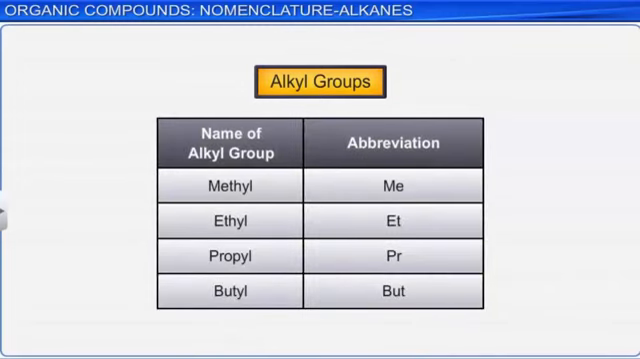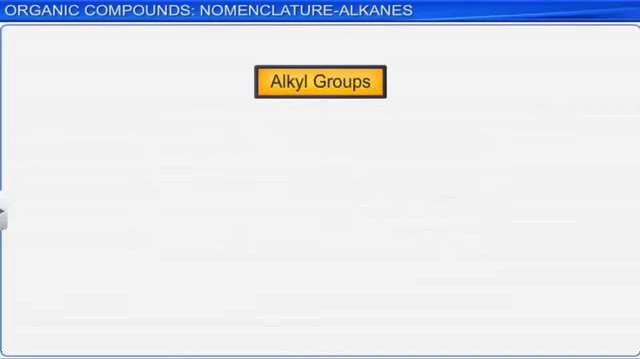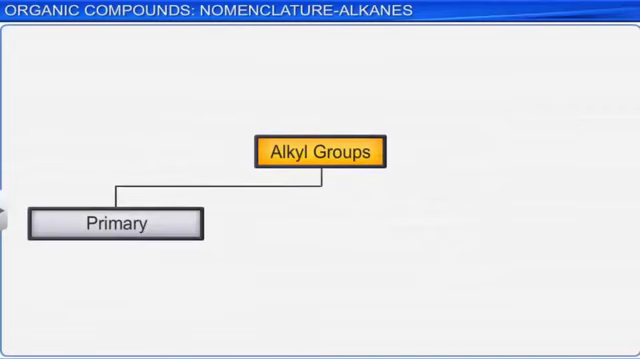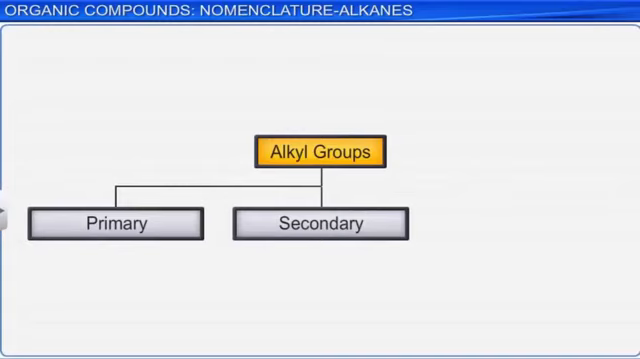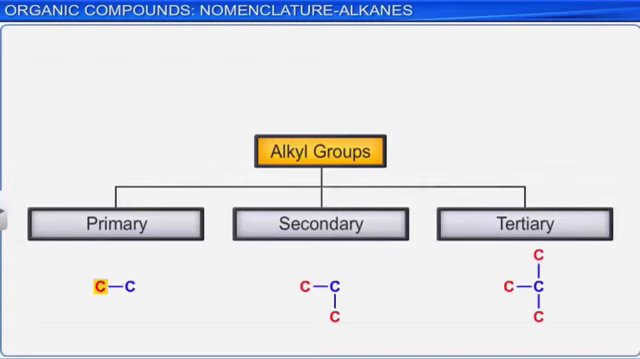At times, abbreviations are used for certain alkyl groups. For example, methyl is abbreviated as Me, ethyl is abbreviated as Et, propyl is abbreviated as Pr, and butyl is abbreviated as Bu. Alkyl groups are called as primary, secondary, or tertiary based on whether 1, 2, or 3 other carbon atoms are directly attached to the carbon atom in the chain.